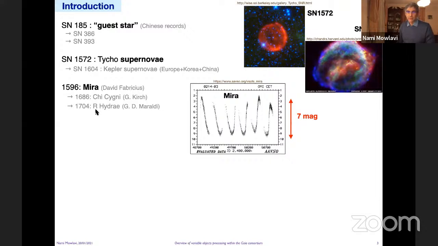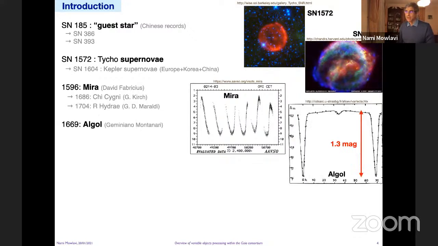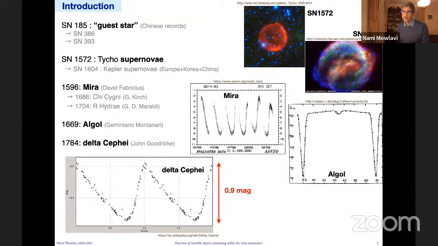Another famous variable star was the Algol eclipsing binary, which has a 1 magnitude variation in the visual in the late 70s. And then another famous star is Delta Cephei, which has become the basis of the class of variables for distance determinations in the universe, with a variation of about 1 magnitude. So by the end of the 18th century, we knew about 10 variable stars.